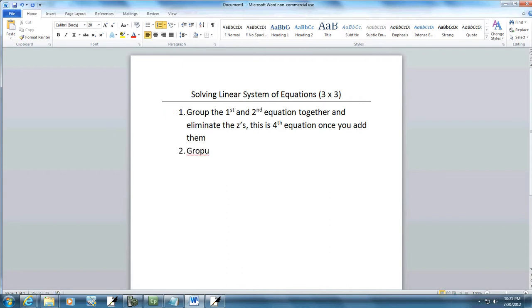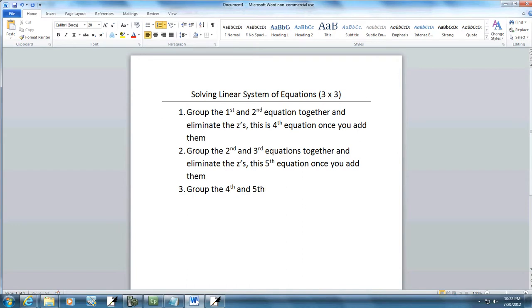Step 2, group the second and third equations together and eliminate the z's. This is the fifth equation once you add them. Step 3, group the fourth and fifth equation together and eliminate the y's. This is our sixth equation. Step 4, solve the sixth equation for x.